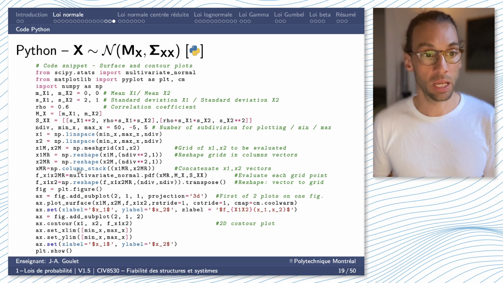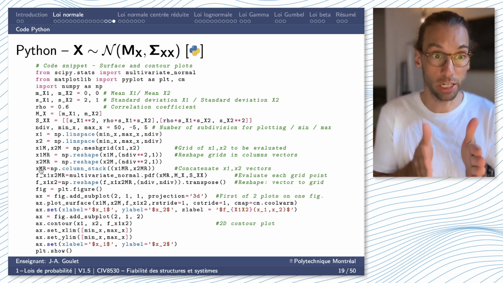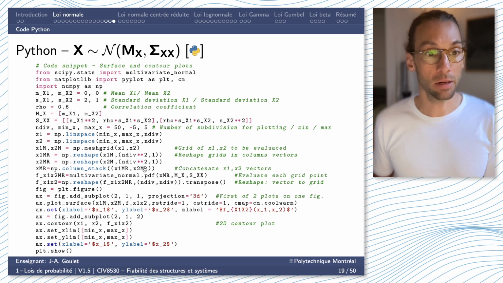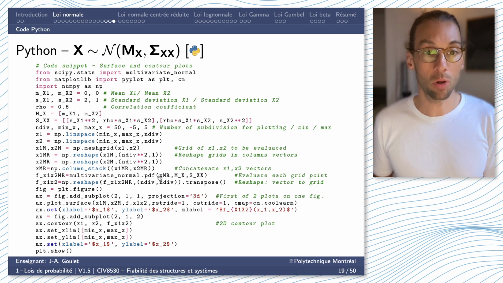by 1. Then I'm going to concatenate these two vectors, one for x1, one for x2, to evaluate each of my coordinates by stacking them together. Then I can evaluate that n squared by two-dimensional vector in my multivariate normal. Okay, this is what I'm evaluating here.